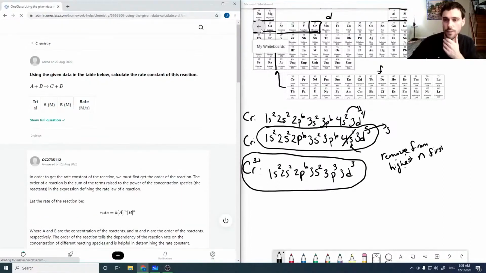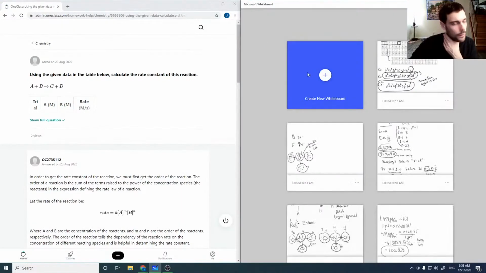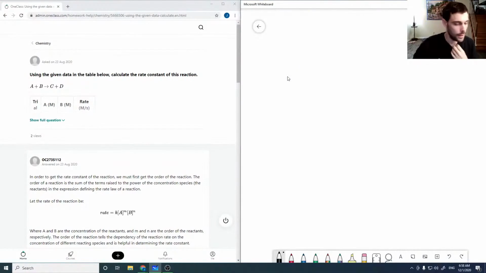All right, so that one was incorrect, but that's okay. All right. So here we have a rate solving question. We can't see the question here, but I'll draw out the table.